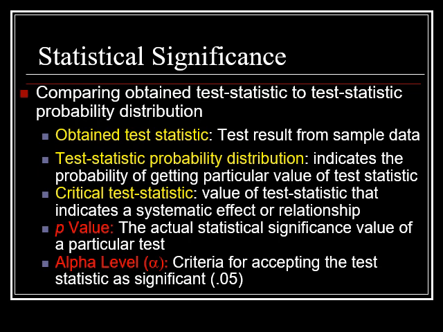The test statistic probability distribution is a table that indicates the probability of getting any particular value from a test statistic based on the sample size. The critical test statistic is the value on that table that represents our sample size and is the value we need to see our obtained test statistic be higher than for us to claim statistical significance. The p-value is the actual statistical significance value of a particular test, and our alpha level is our criteria for accepting a test as statistically significant, and we have set that pretty much as a science at 0.05.